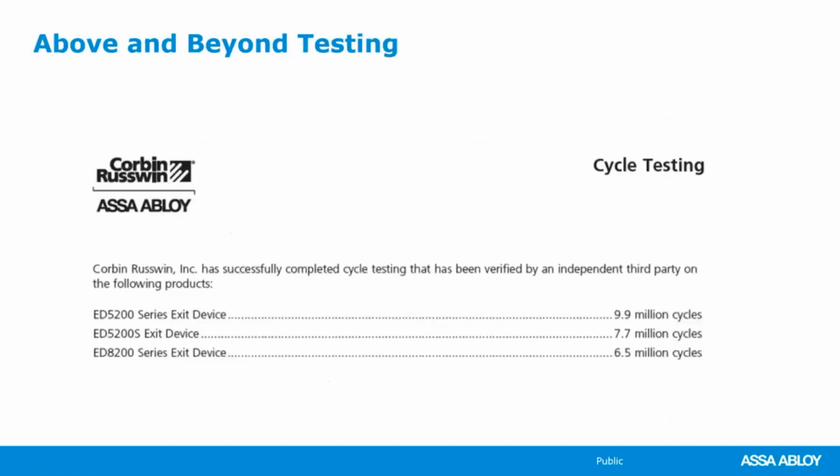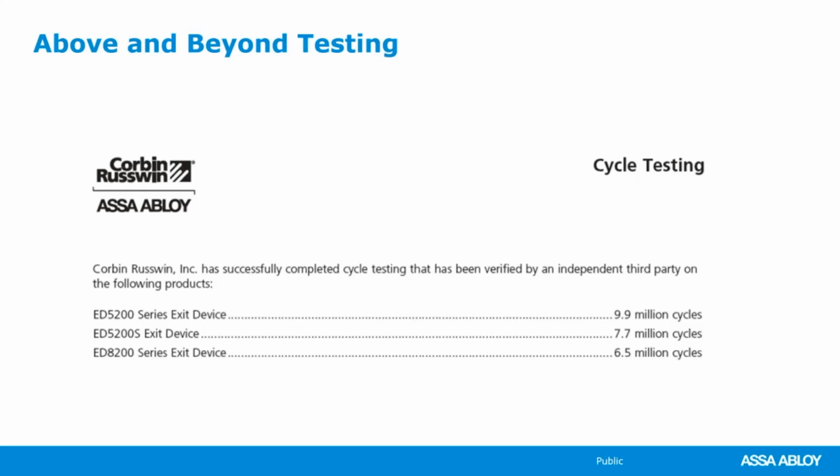Corbin Russwin has tested our ED5200 to above 9.9 million cycles. So that's 20 times ANSI BHMA grade 1 requirements. Our secure bolt exit device was tested to 7.7 million cycles. Our ED8200 series, that is our commodity type device, our utility grade device, has been tested to 6.5 million cycles. Those are all well above and beyond the requirements for ANSI BHMA.